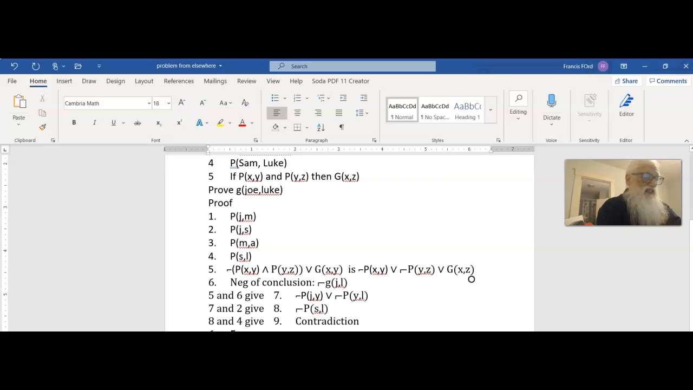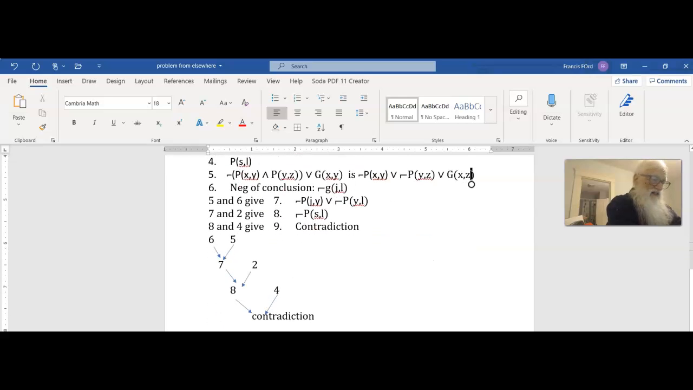Now I take what I just did and I clash it with 2, PJS. Well, that means I make YS. Now I have not PSL, but 4 says PSL. That gives me the contradiction. This looks almost the same as the other one.